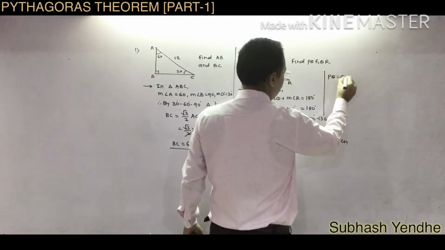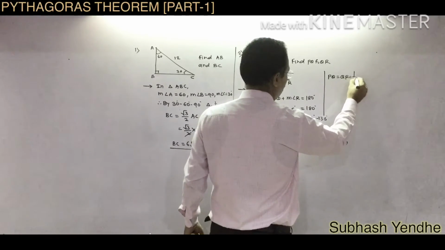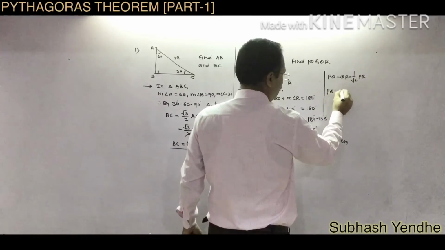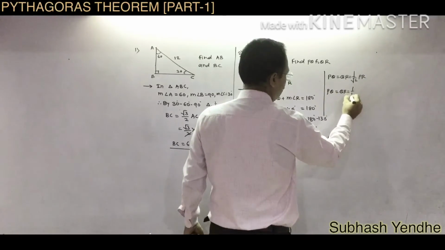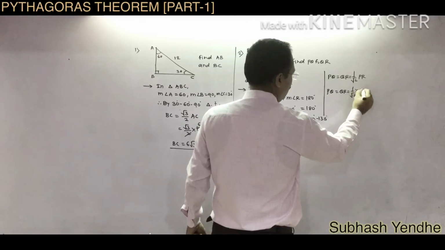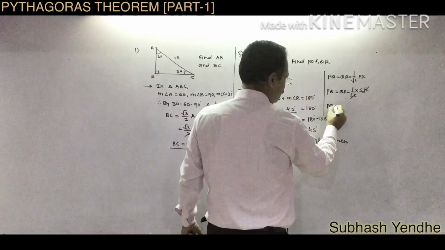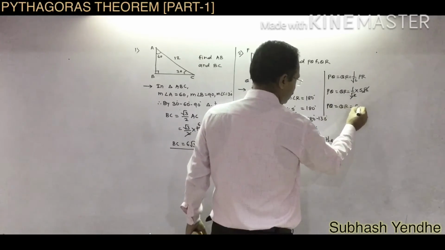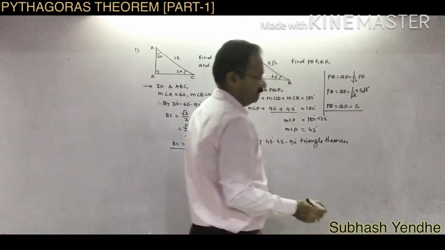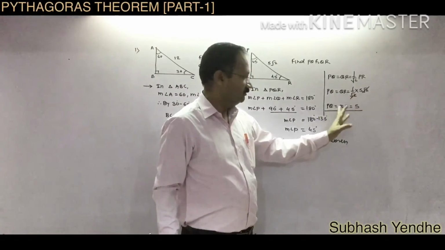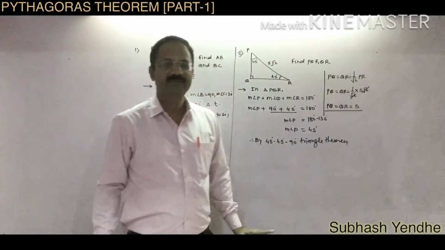PQ equals QR equals 1 upon root 2 times PR. So PQ equals QR equals 1 upon root 2 into 5 root 2. So root 2 will be cancelled. So you'll get the value of PQ equals QR equals 5. It means if the unit is not given, then you have to write the word unit. PQ equals QR equals 5 units.